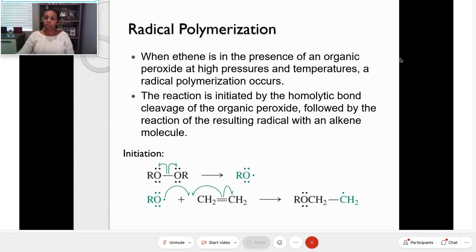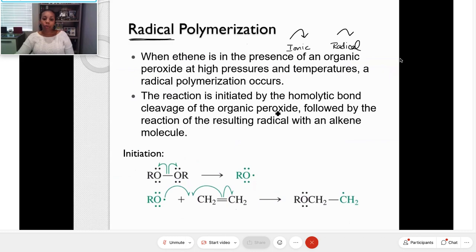So here's 12.14. We can do that same type of reaction, but now it's a radical reaction. So what did we say? When we use this kind of an arrow, it's for an ionic reaction. When we use this kind of an arrow, it's for a radical reaction.